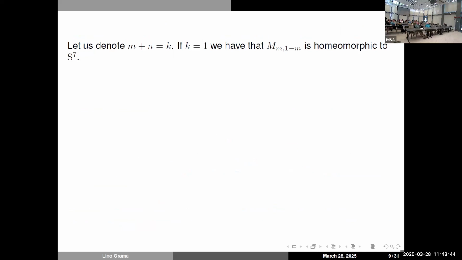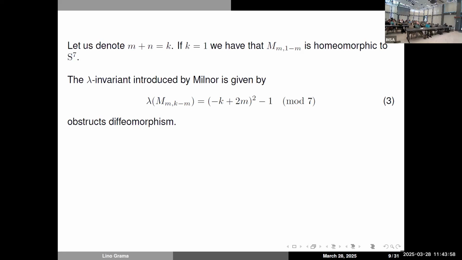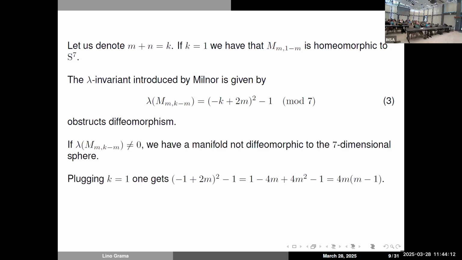Let's denote k as the sum, m plus n. When k is equal to 1, we have this manifold is homeomorphic to S7. But Milnor defined this lambda invariant, which takes a quantity involving just these numbers in the construction, m, k, n, and this invariant is an obstruction to diffeomorphism. If this lambda is not equal to 0, we have a manifold that's not diffeomorphic to the 7-dimensional sphere. And if k is equal to 1, this number, n times n minus 1, mod 7, obstructs this diffeomorphism.